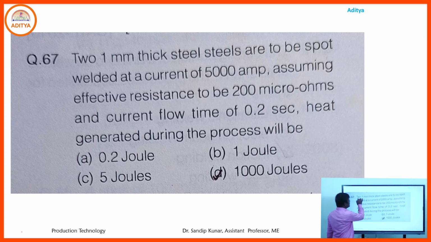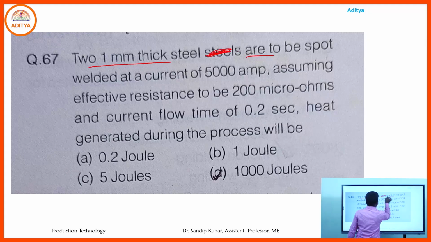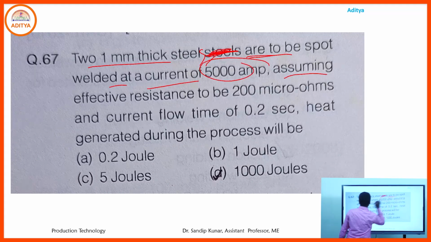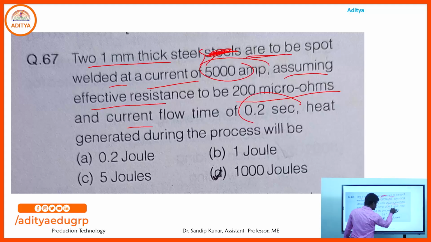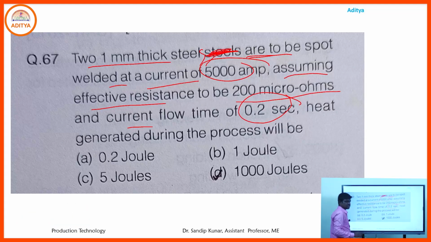Next one: 1 millimeter thick steels are to be spot welded at a particular current of around 5000 ampere, assuming effective resistance of 200 micro ohms and current flow time of 0.2 seconds. What will be the heat generated during the process? During welding time, you already know the particular formula Q equals I square RT. Using that formula, we will find out the generated heat.